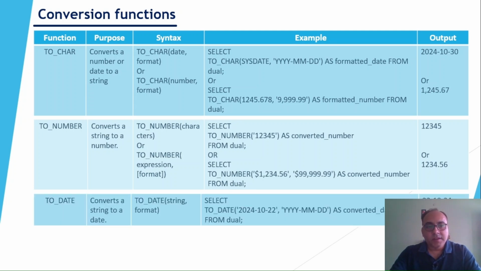Next we have to_date. This basically converts a string to a date. The syntax is pretty simple: to_date, string, comma, format. Let's look at the example. Select to_date 2024-10-22, and the format has to be YYYY-mm-dd, as converted_date from dual. So this will basically convert this particular string to a date.